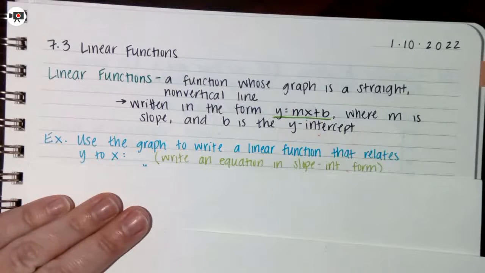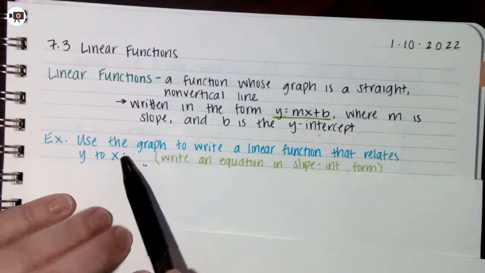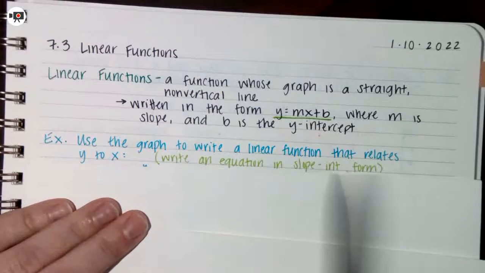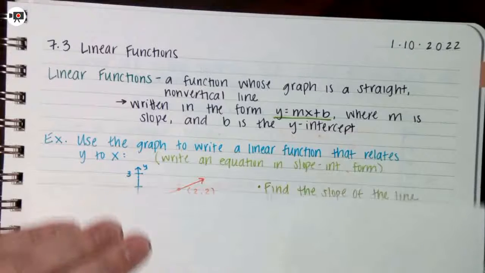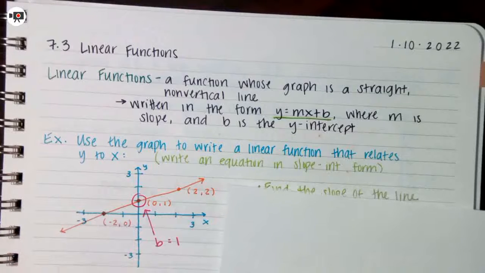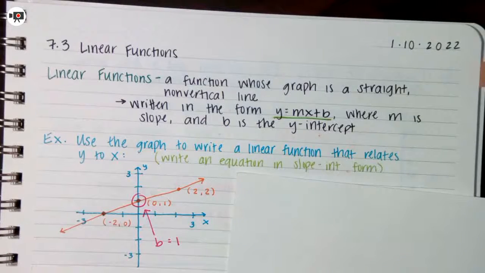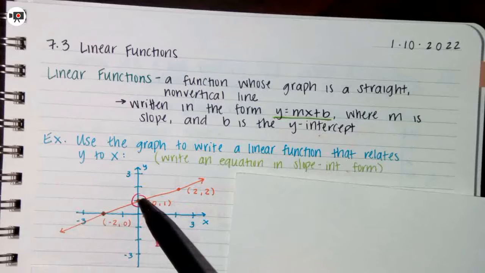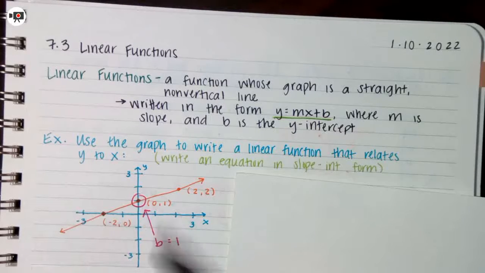So, we are going to use the graph to write a linear function that relates y to x. This means we're going to write an equation in slope-intercept form. So here is my graph, and I can look and see what my y-intercept is. That's easy to identify right away because that's the point where it crosses the y-axis.